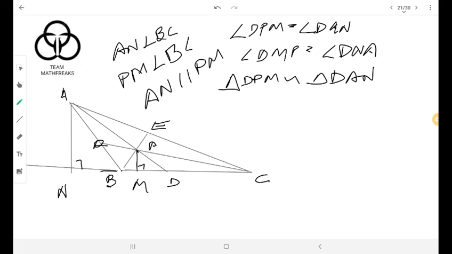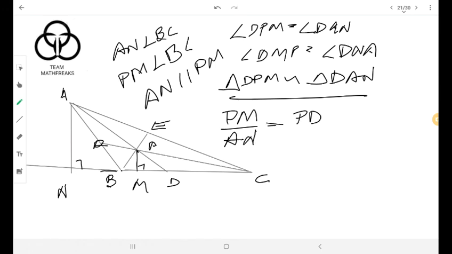Now just think. What criteria are we having from this? PM by AN equals to PD by AD. Is it correct? PM by AN equals to PD by AD. There shouldn't be any doubt.